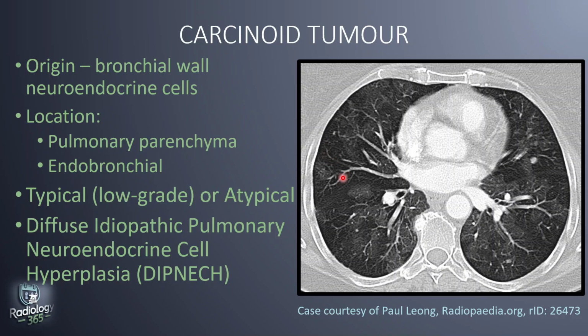So we can see areas of abnormally low density interspersed with areas that appear to be of ground glass attenuation. Actually, the areas that look like ground glass are the normal lung parenchyma, and the areas of low attenuation are the areas of air trapping. And this was a case of diffuse idiopathic pulmonary neuroendocrine cell hyperplasia.